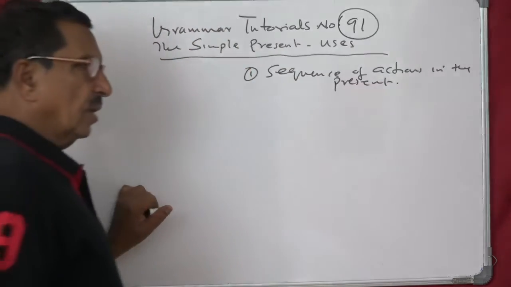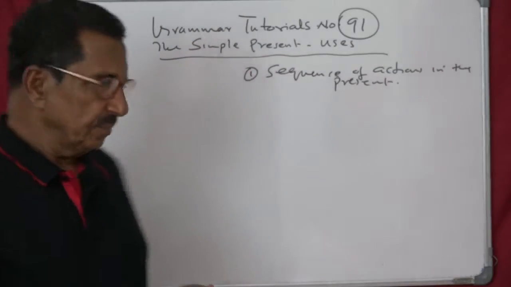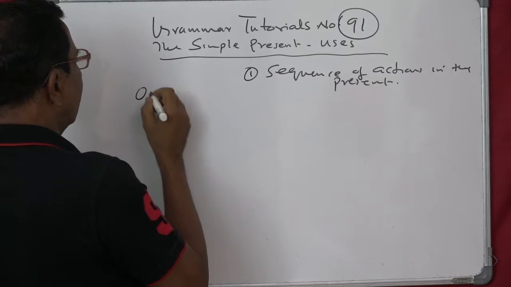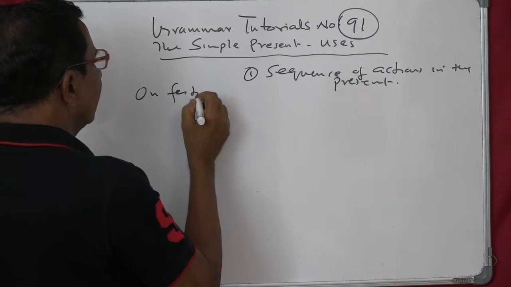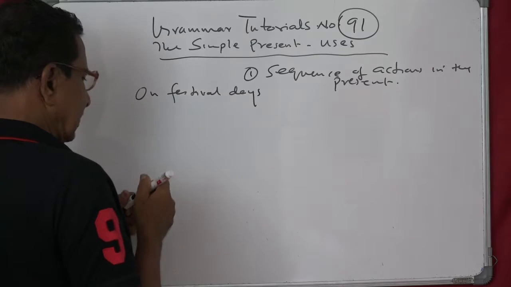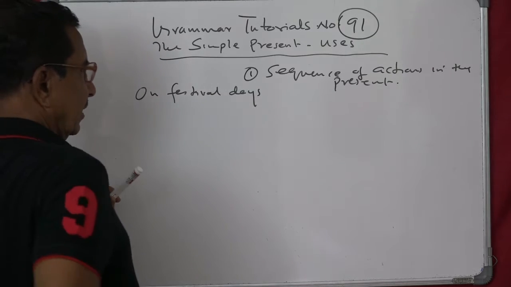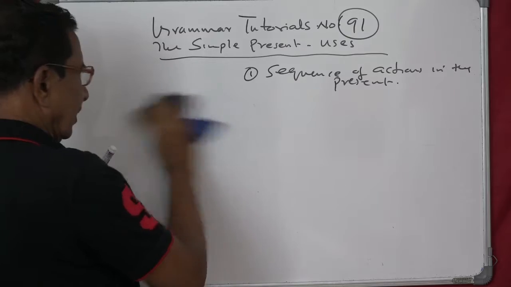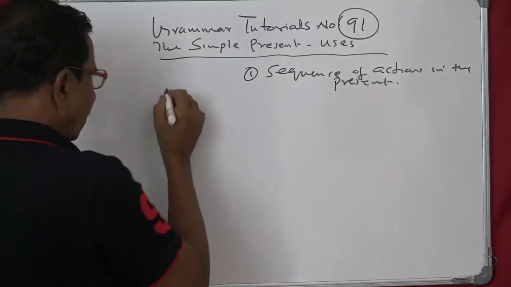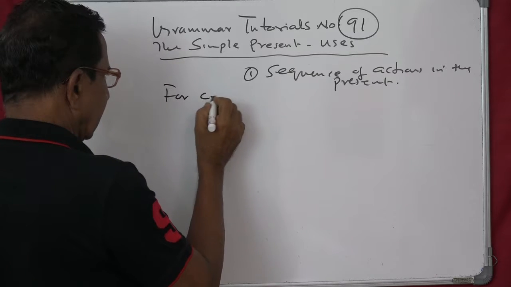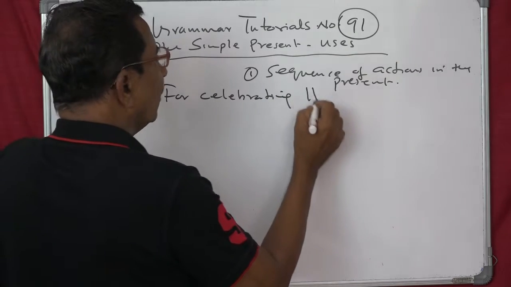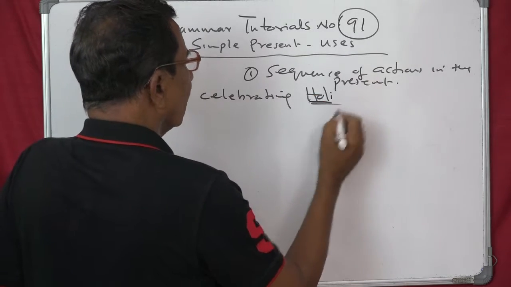Now you can have one more example, like on festival days, there are many days. Or let us say on Holi. See, for celebrating Holi, Holi festival, you know, Holi is a festival.